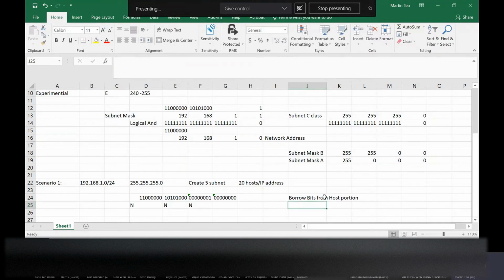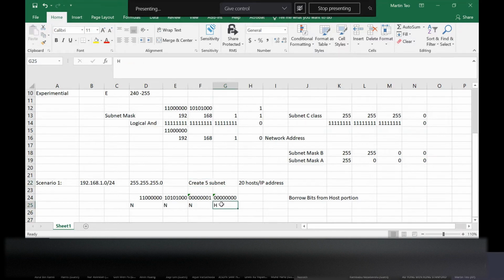So where is the host portion? For our class C, this is our host portion. So we need to borrow the bits from the host portion here. Okay, from the host portion here. So in this case, how many bits should I borrow to satisfy that I can create 5 subnets?